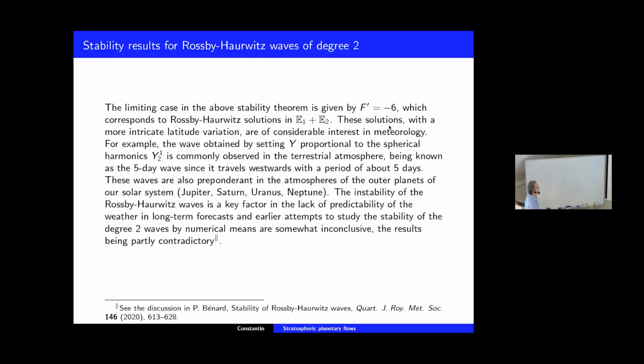And now the next result that I want to talk about is this. This is the critical level, if you want, where f prime could be -6, and you have eigenvalues, eigenfunctions corresponding to this second eigenvalue. And these are Rossby-Haurwitz solutions. So you cannot get to this by the Arnold method.